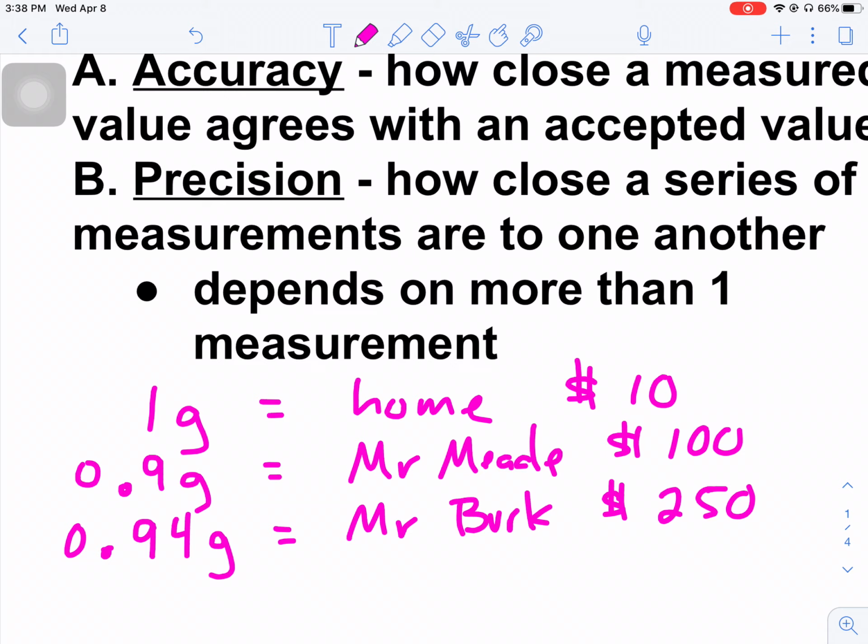Mrs. Mead's scale goes to the tenth of a gram. Mr. Burkhart's goes to the hundredth of a gram. There are scales that go to the thousandth or even 10,000th of a gram, and those are extremely expensive. So precision can be talked about as the grouping of shots fired at a bullseye, or precision can also be used to describe the range of digits or the number of digits given in a particular value, okay?